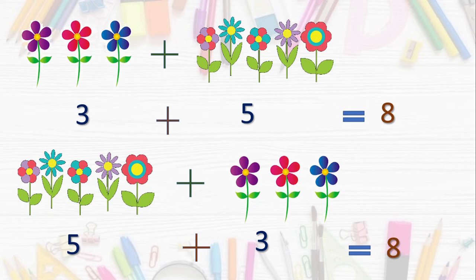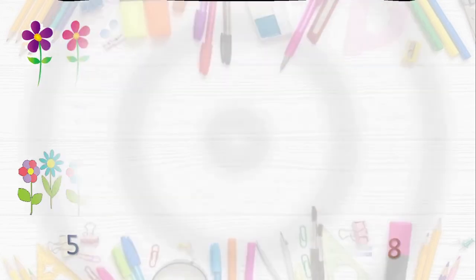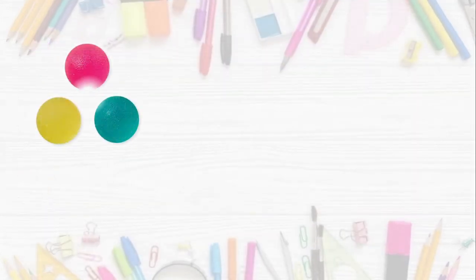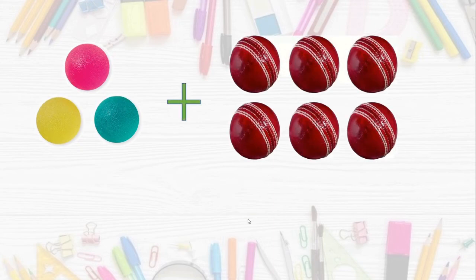Okay, we will go through one more example. Here you can see balls plus some more balls. Here 1, 2, 3 balls are there. I will write 3 here, plus how many are there here? 1, 2, 3, 4, 5, 6. 6 balls are there. Together, 3 plus 6 make 9. Isn't it? Means there are 9 balls.